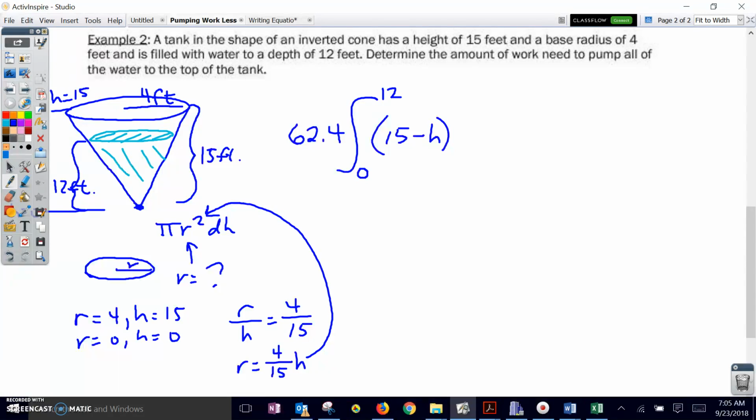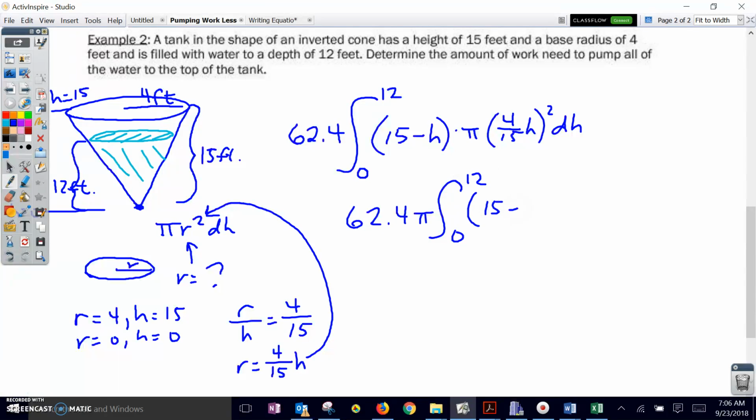And so the volume of the slab is going to be pi times 4/15 h quantity squared dh. And I can bring the pi out in front of my integral. But outside of that, I'm going to have to calculate this whole thing.